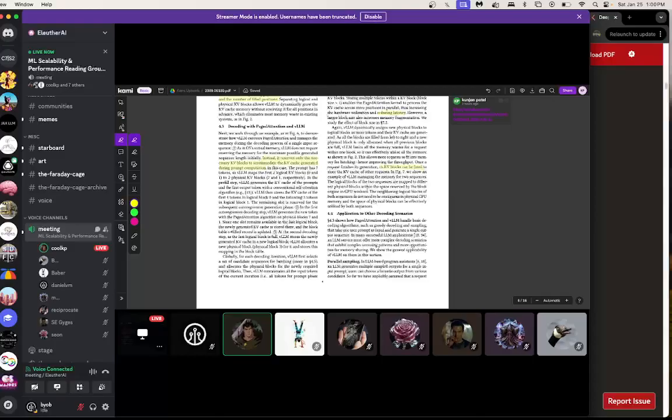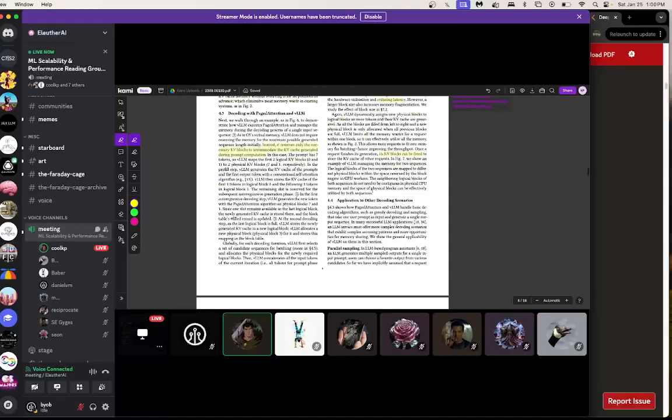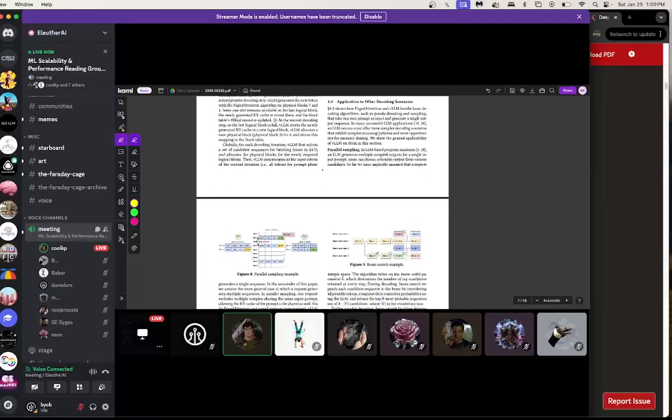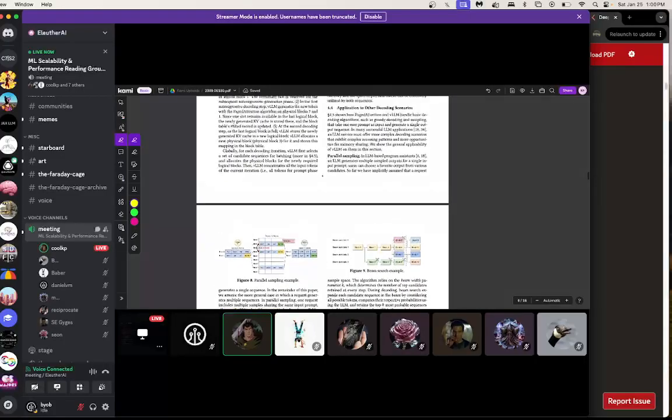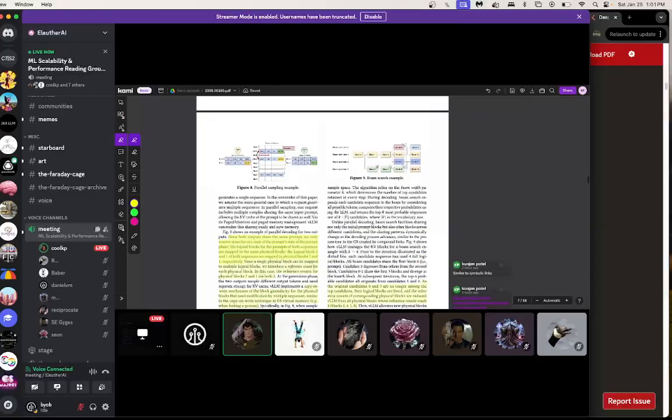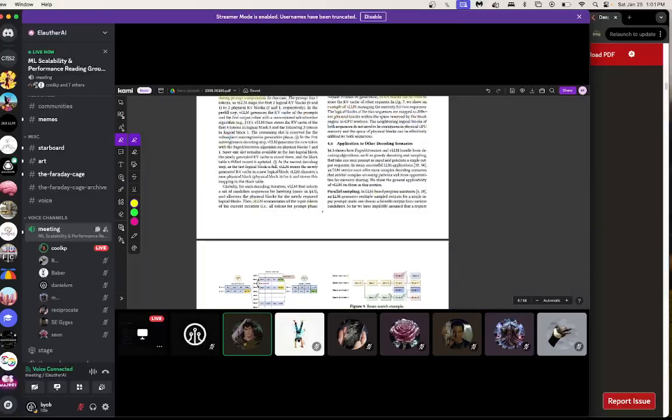We show an example. Logical blocks of two sequences are mapped to different physical blocks within the space reserved by the block engine in GPU workers. The neighboring logical blocks of both sequences do not need to be contiguous in the physical GPU memory, and the space of the physical blocks can be effectively utilized. So now this is the very basic optimization that they get out of enabling non-contiguous memory use.